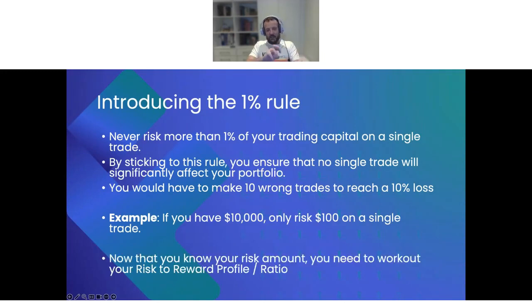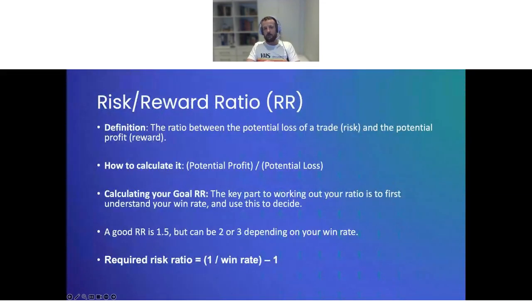So now you understand what our risk amount is. We then need to work out something called our risk reward ratio. If we're going to risk $100, we need to figure out how much we need to make in profit from that $100 that we're risking to make it worth our while. The next thing we do is calculate what we call our risk reward ratio, or your RR. For me, the definition of the risk reward ratio is the potential loss of a trade, or the risk, and the potential profit, or the reward. You calculate your RR by dividing the profit by the loss. And this becomes quite important once you start understanding RR at a later stage.